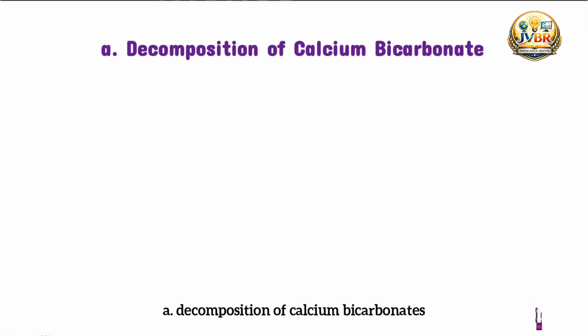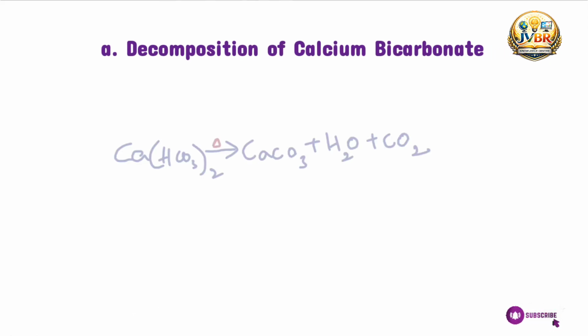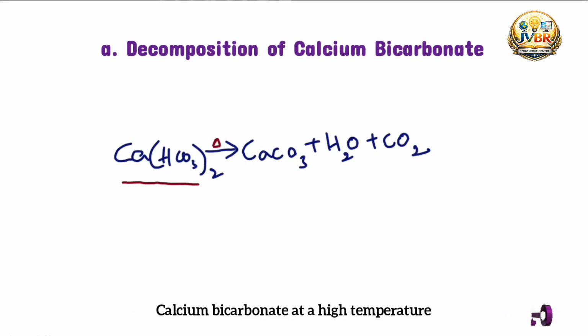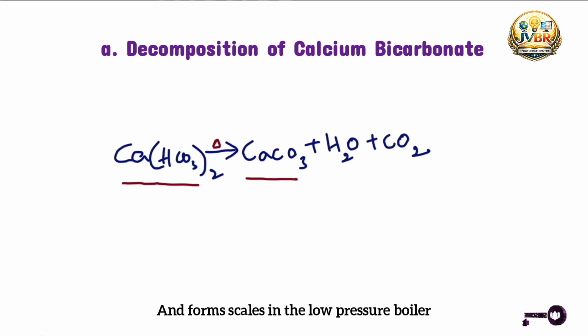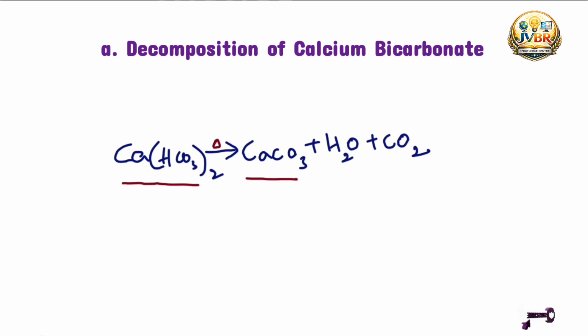A. Decomposition of calcium bicarbonate. Calcium bicarbonate at a high temperature decomposes as calcium carbonate. This calcium carbonate is an insoluble salt and forms scales in the low pressure boiler.